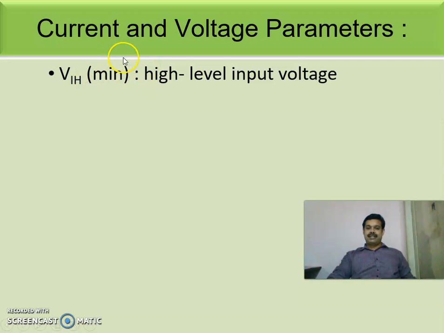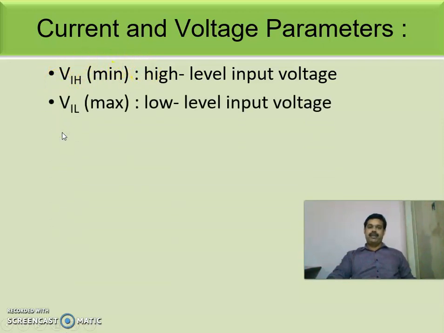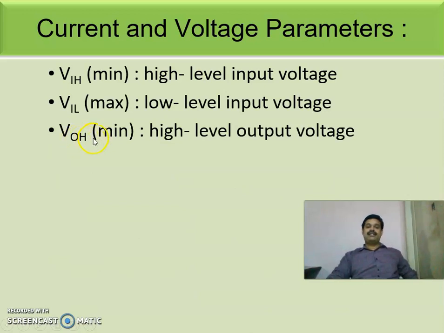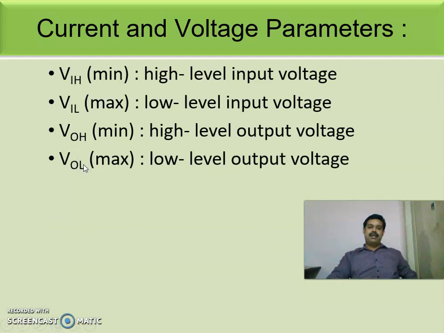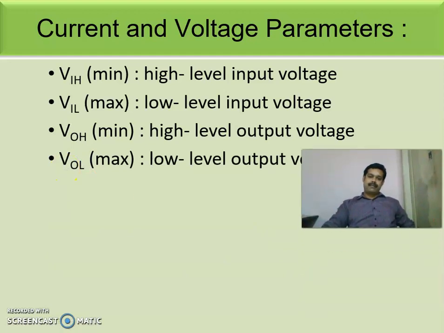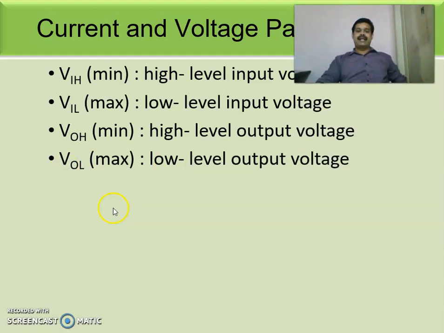VIH minimum is nothing but high level input voltage minimum. VIL maximum is nothing but low level input voltage maximum. Then VOH is nothing but high level output voltage minimum. VOL is nothing but low level output voltage maximum.